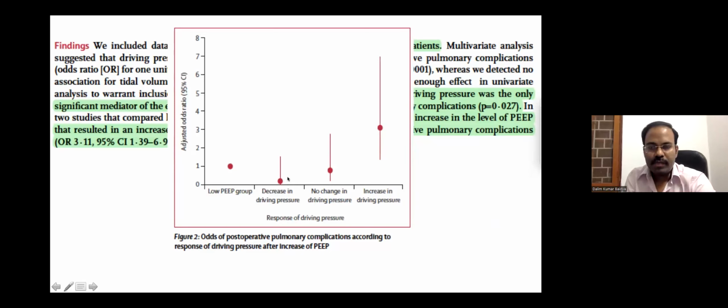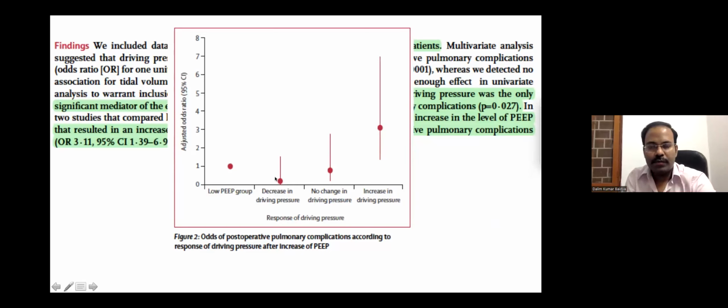Whereas in the studies in which the driving pressure decreased with increase or titration of the PEEP, that means more and more alveoli are getting recruited and lung compliance is improving, the odds ratio was low, almost towards 0. That means the risk of pulmonary complication decreased significantly. Whereas in the studies where the driving pressure increased with the titration of PEEP, the odds ratio was 3. That means a 3 times increase in the chance of development of POPC if the driving pressure increases when you are titrating the PEEP.